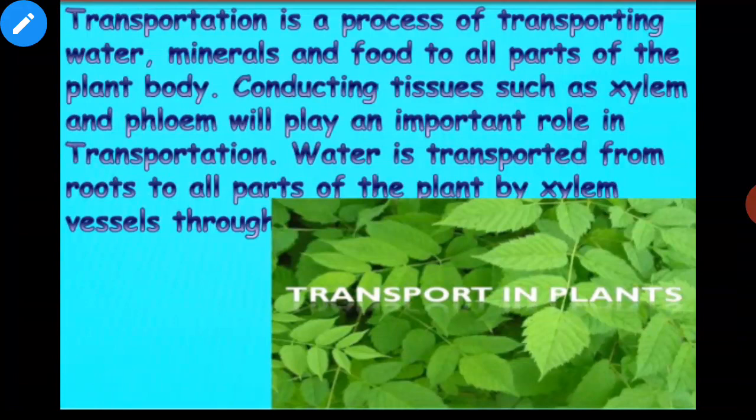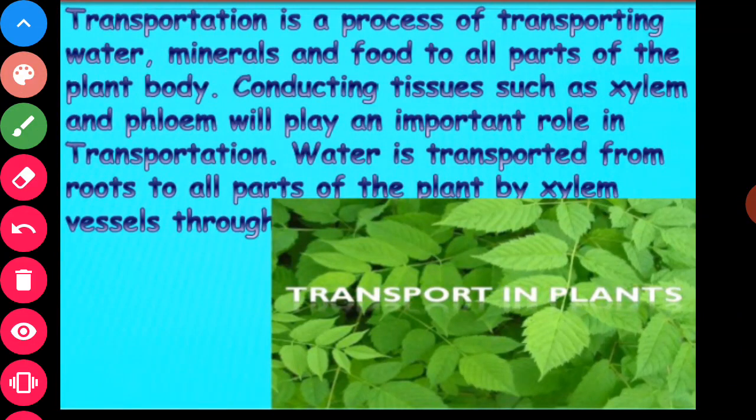What is transportation? Transportation is a process of transporting water, minerals, and food to all parts of the plant body. How are this water, minerals and food transported to all parts of the body? These are transported through conducting tissues. What are those conducting tissues? These conducting tissues are xylem and phloem, by which transportation of these substances takes place.